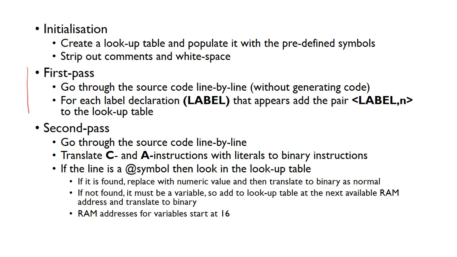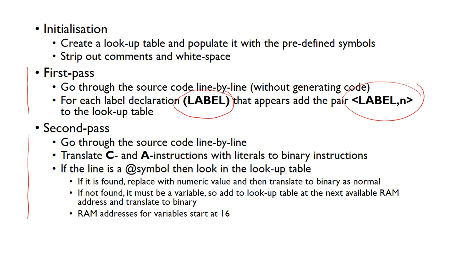Then in the first pass of the code, we just go through it line by line. This is where we're not generating any code. We're basically just scanning through the code line by line. And then every time we find a label declaration, that's some kind of normal uppercase word inside brackets, we add the label and the line number that comes next to the lookup table. So the first pass, we're not generating code, we're just looking for labels and then adding the label and instruction number to the lookup table.